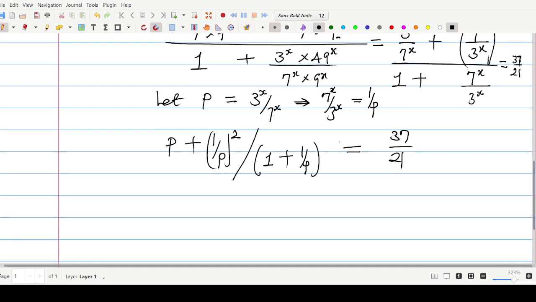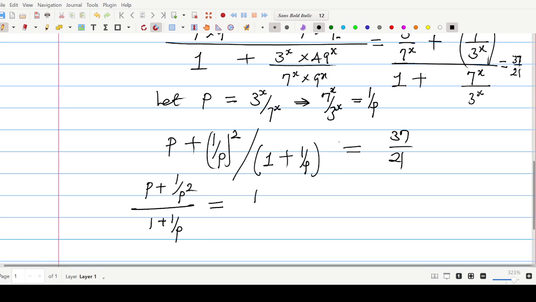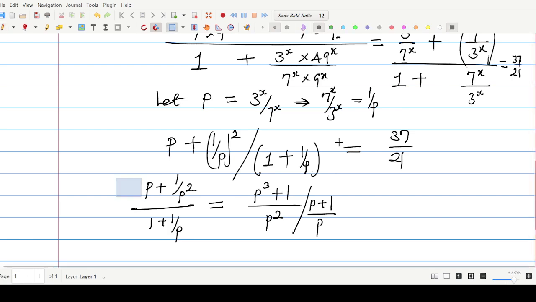Now this can be further written as p plus 1 over p squared divided by 1 plus 1 over p. All right. And that is equal to, so we have here p to the power 3 plus 1 over p squared, then divided by p plus 1 over p. So when we simplify the numerator, you get this. Then when the denominator is simplified, you get this over here. Can you see that? So please take note of that. Very, very important.